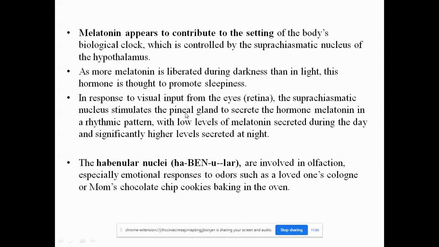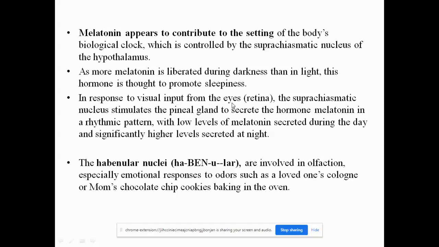This works along with vision, that is, the visual input from the eyes when there is light and when there is absence of light. So when you switch off the light, you automatically fall asleep. But when you keep the light burning, or keep the cell phone on, the light will affect the secretion of melatonin, which is responsible for sleep.